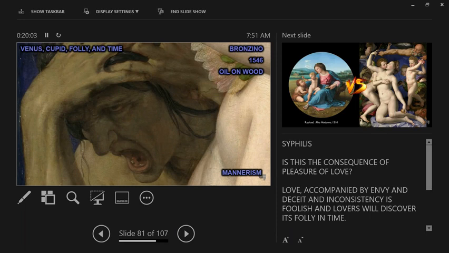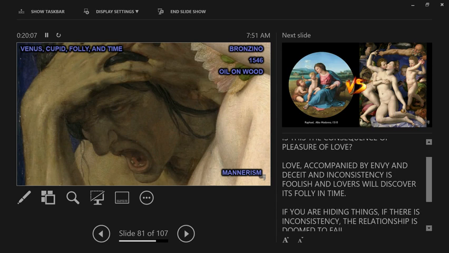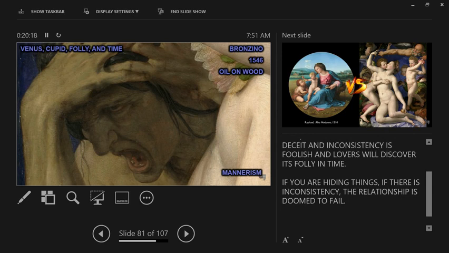It is a consequence of the pleasure of love. And love accompanied by envy and deceit and inconsistency is foolish, and lovers will discover its folly in time. That's the whole message of this painting. So if you're hiding things and there's inconsistency, the relationship is doomed to fail, and you just might get syphilis, which was a problem at the time. We will talk more about syphilis this semester. This is part sex ed class as well. All right.